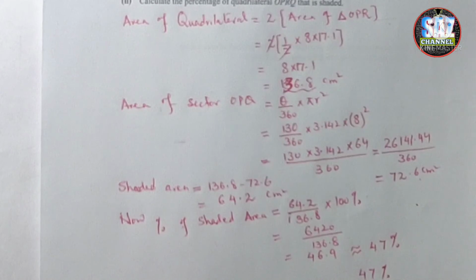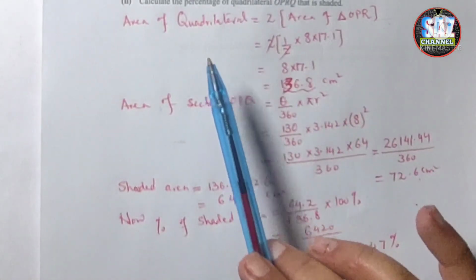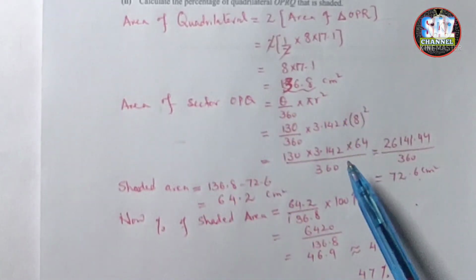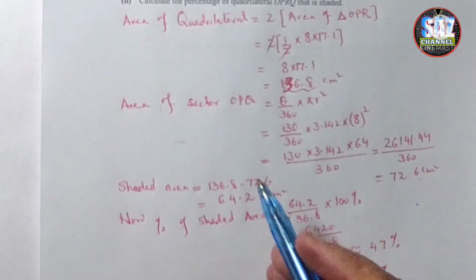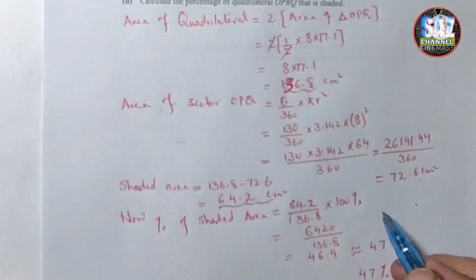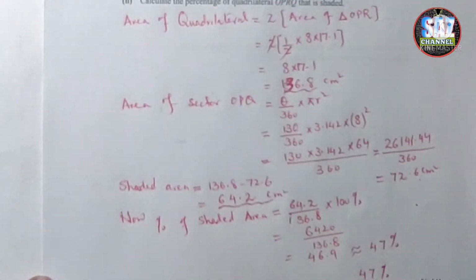Hope students you are really clear about this question, and you can see the question contains multiple concepts. First is the application of basic trigonometric ratios, then the concept of area of a triangle and a sector, then the difference between the areas, and then the percentage as well. So I hope you are clear about all these concepts and you're ready for your exams now.